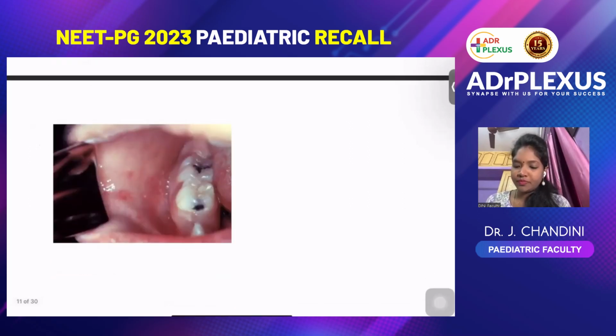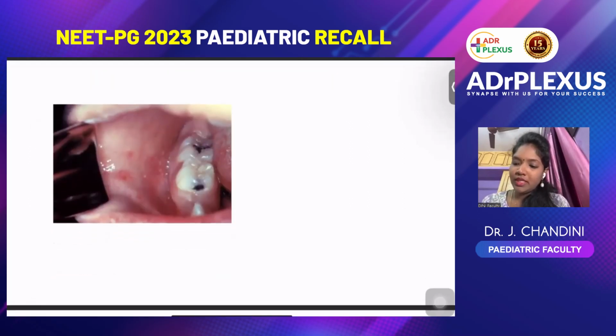I'll show the image. In this image, can you see some small white or gray nodules that are surrounded by erythematous areas? These are called Koplik spots. So what are Koplik spots? They are seen in measles, and they are nothing but white, grainy lesions surrounded by erythema.